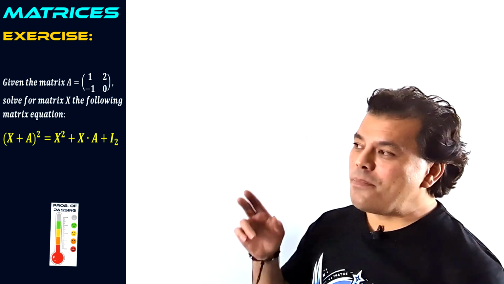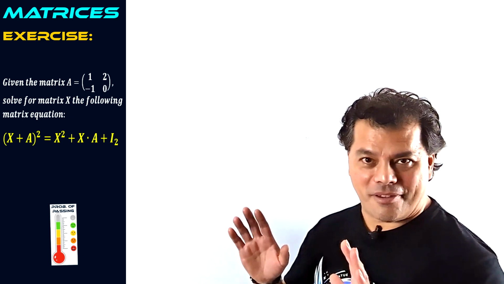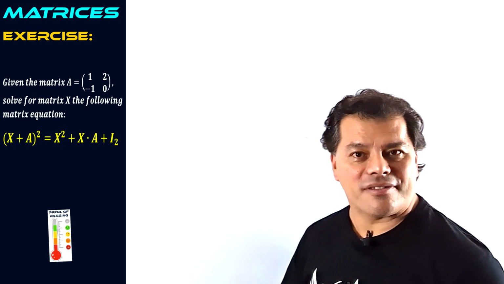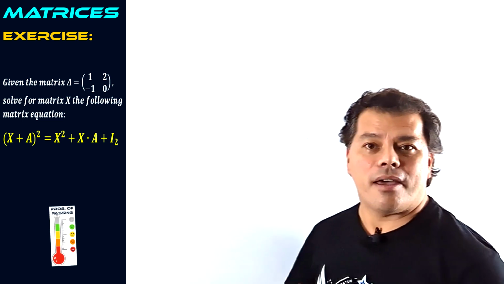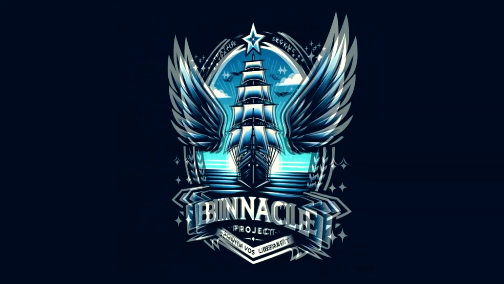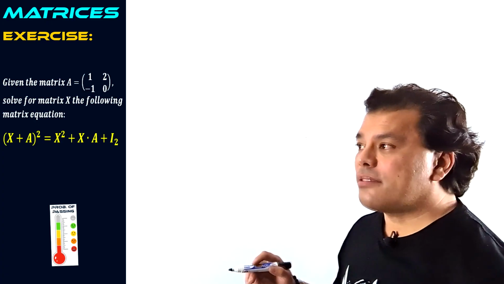Today I want to give you this big matrix equation. Please don't be scared because it's simpler than it seems. You can see that the thermometer is in green color, so it means that we are facing a typical exam exercise. Well, let's copy the equation.